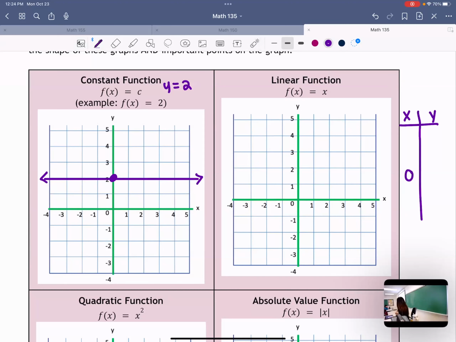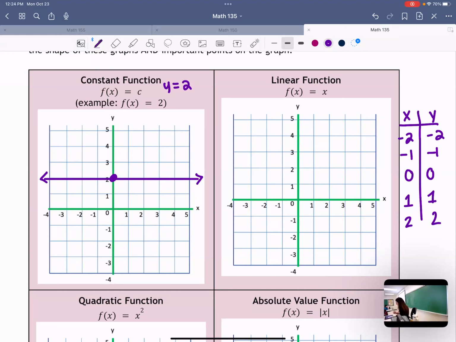What will y be if x is 0 here? 0, perfect. What about when x is 1? 1. What about when x is 2? 2. What about -1? -1, right? This graph tells us that whatever x is, that's what y is. That's what this function is telling us to do. So I'll just make my x and y table here.